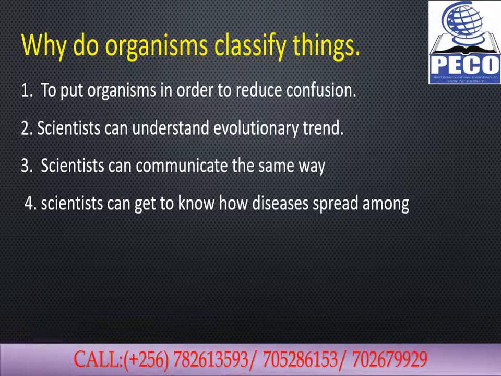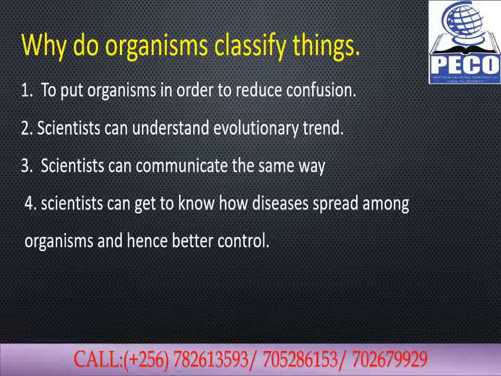Scientists can get to know how diseases spread among organisms and hence better control them. Okay? We have the coronavirus. It can be in these organisms, it can also be in these organisms. If you have HIV, it can be in monkeys, but now the one for monkeys is a bit different. So also in humans. Probably there is a relationship. Probably it came from monkeys to human beings. That's what we are talking about.